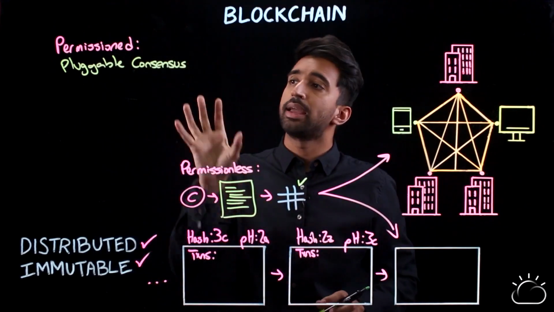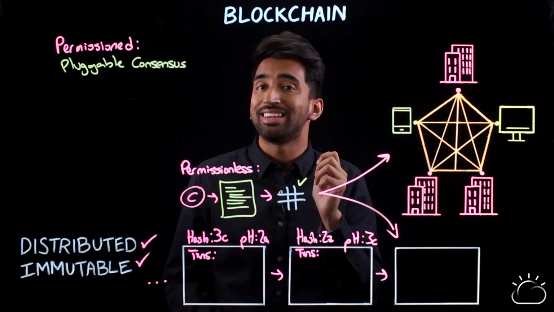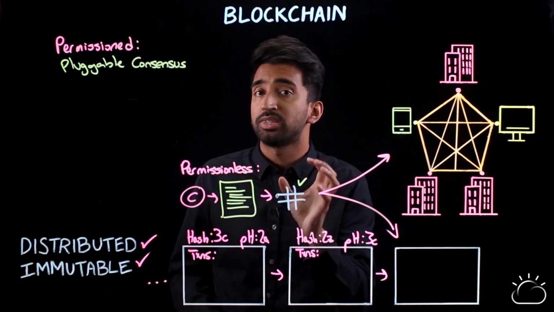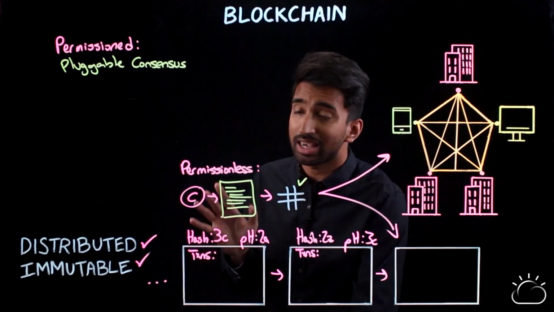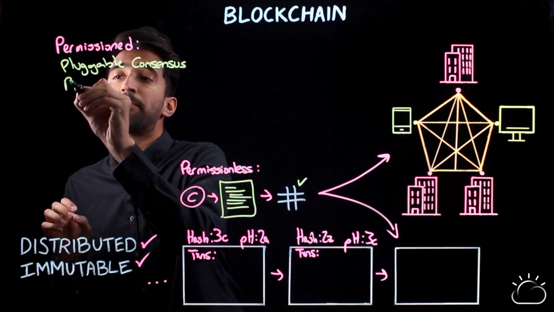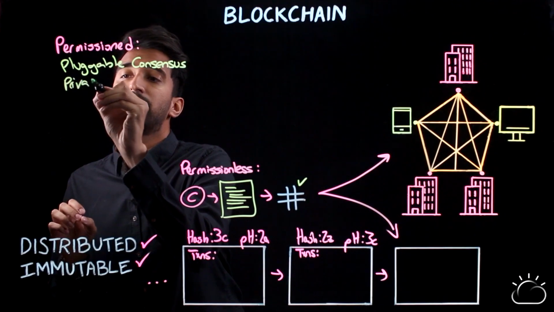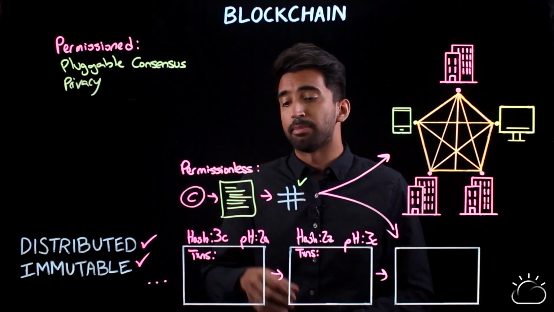Now the nodes in a permissioned blockchain are trusted, so they generally know each other. In addition, they don't always just represent users, but entire organizations. So in this case, it's actually very important that privacy is one of the main tenets of a permissioned blockchain. Let's take an example.